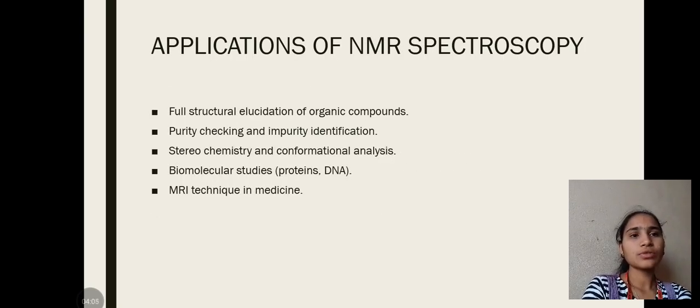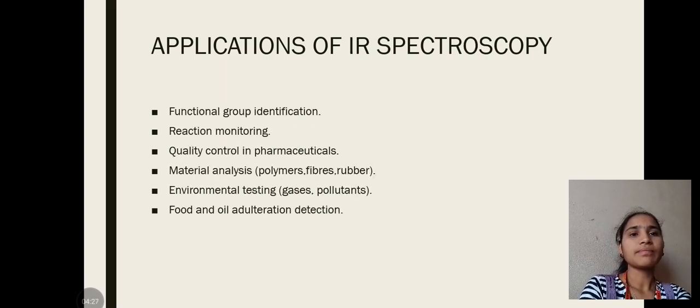Applications of NMR spectroscopy are full structural elucidation of organic compounds, purity checking and impurity identification, stereochemistry and conformational analysis. For biomolecular studies like proteins and DNA, NMR spectroscopy is applied. It is also used as the MRI technique in medicine.